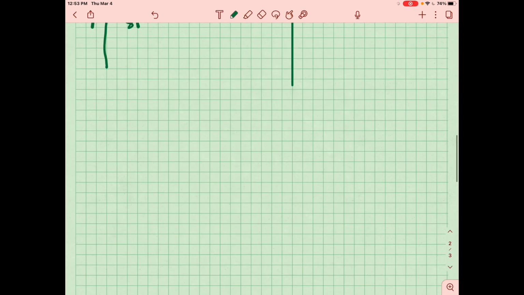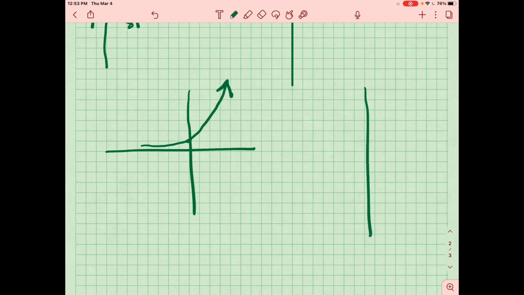So exponential growth is always going to look something like this. Exponential decay is always going to look like something like this.